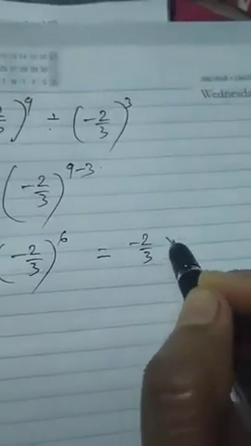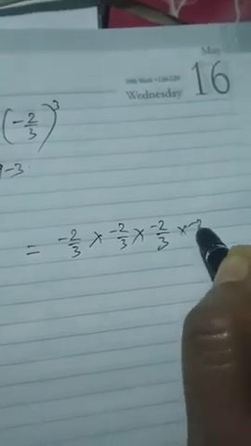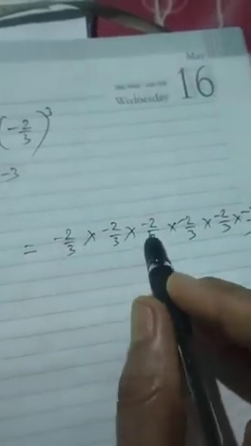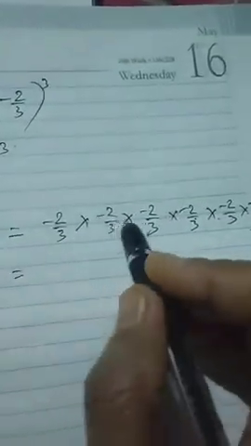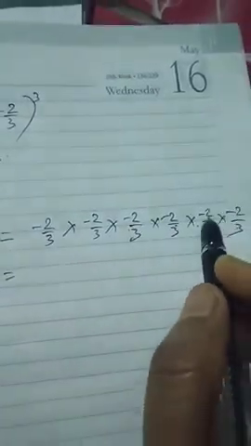So minus 2 by 3, minus 2 by 3, minus 2 by 3, minus 2 by 3, minus 2 by 3, and minus 2 by 3. 1, 2, 3, 4, 5, 6. 6 times. Now 6 is an even number, so all the minus signs will change into plus: minus minus plus, minus minus plus, minus minus plus.